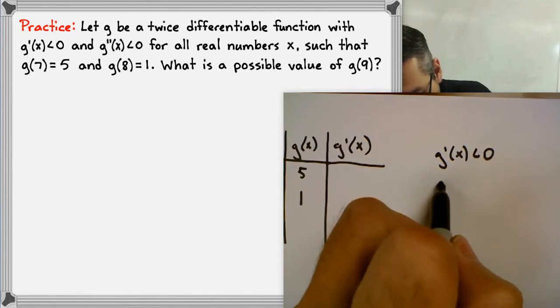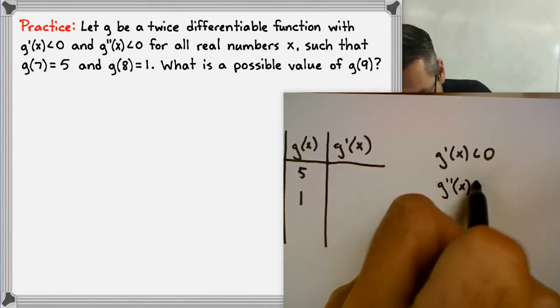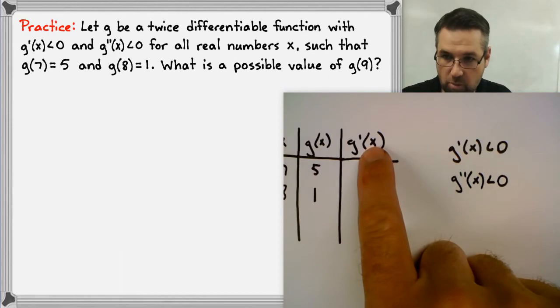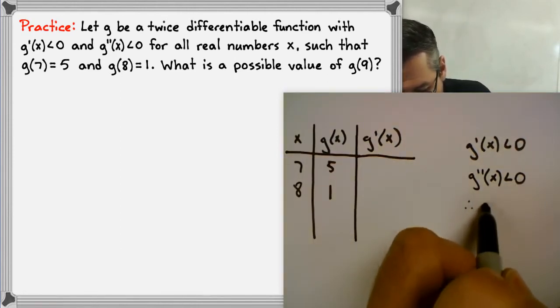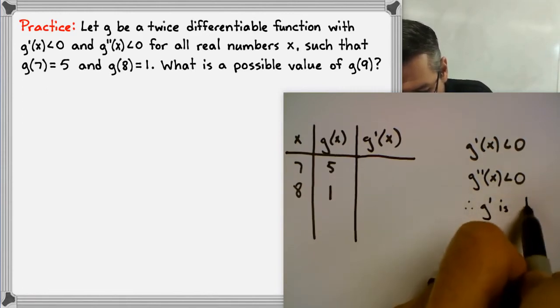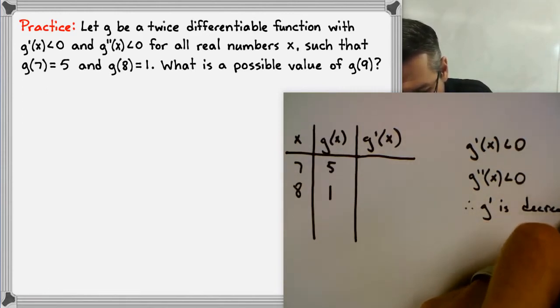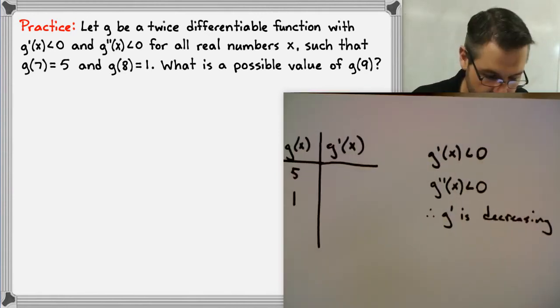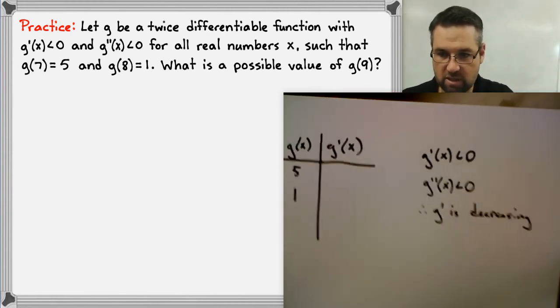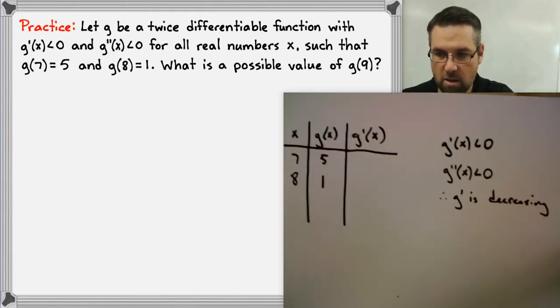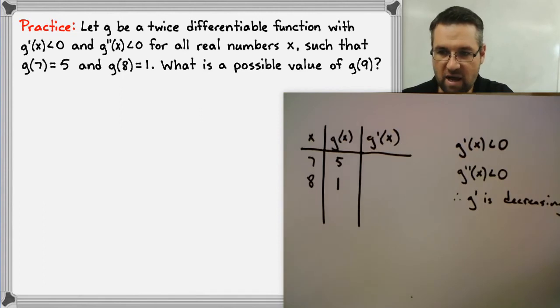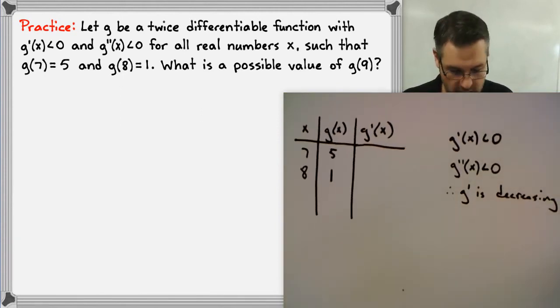But then if we look at G double prime of X being negative, what does that imply for G prime? And this is an easier way of interpreting it. If G double prime is less than 0, then G prime is decreasing. And you guys might be familiar with this problem. It has been on some quizzes or tests in the past. But since G prime is decreasing, if I can find one slope anywhere in this graph, I know that every slope after it must be less.